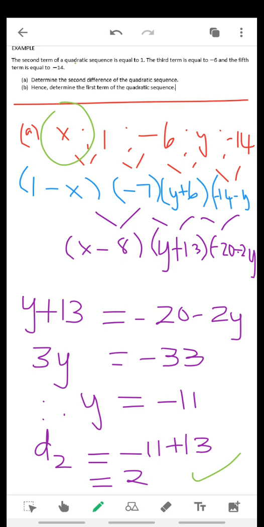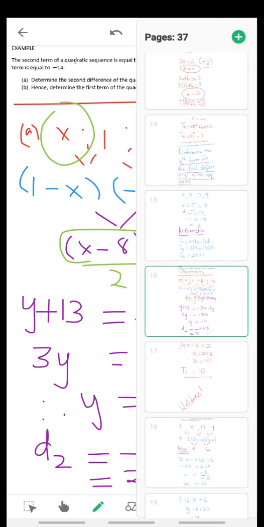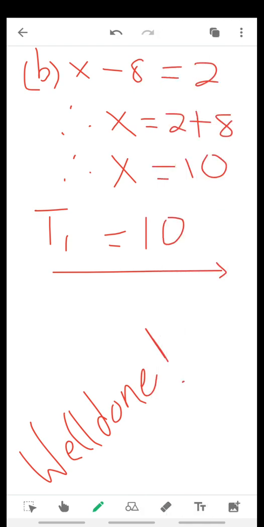What do I know? I know that my x minus 8 is the second difference, but the second difference I've already found it to be equals to 2. I'm just telling you that this part, the highlighted part, x minus 8, is equals to 2. So in a way, that means I can find my first term by saying x minus 8, the second difference, equals to the 2, which is the second difference. Finding x equals to 10, that is my T1, the value of the first term being 10, and I've answered the question. Well done.